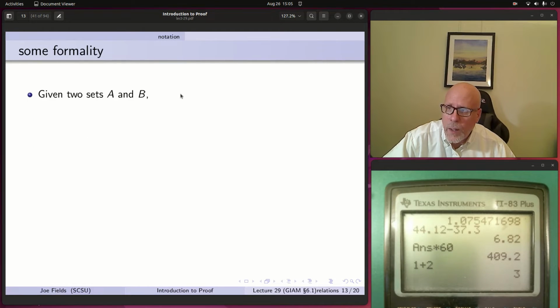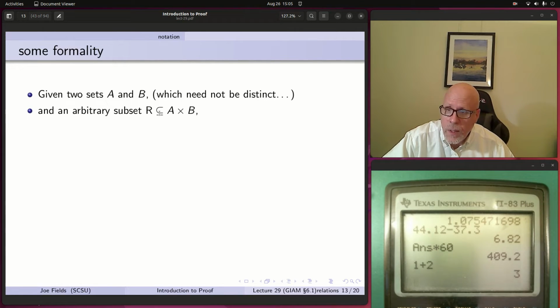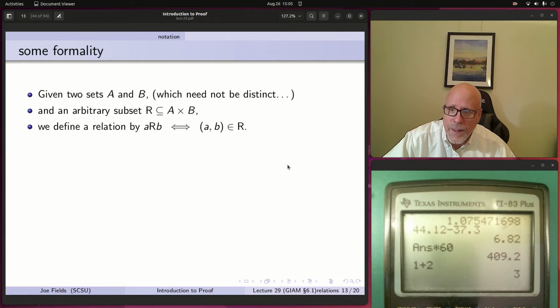Okay, some more formality. We're going to start thinking about two sets, although they need not be distinct, and an arbitrary subset R, which is contained in that Cartesian product. So the relation ARB, the relation R, is defined by: A is related to B if and only if the pair AB is in R. That's literally saying that the relation is the pair. Again, maybe I'm beating a dead horse on that point.